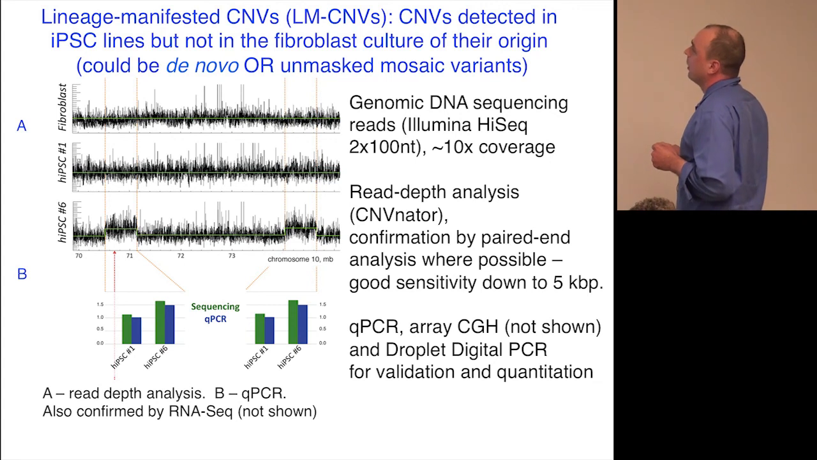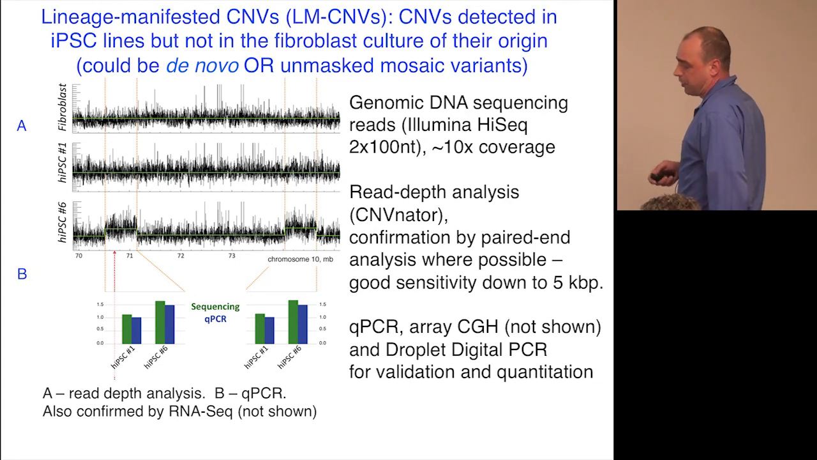For the whole genome sequencing data, we did Illumina HiSeq sequencing, 2 × 100 nucleotides, and we did 1 lane for each sample, so for the fibroblasts and the corresponding iPS lines, which gave us about 10x coverage. That is not quite as deep as you want it to be for, let's say, point mutation discovery, but it's very adequate for a read depth analysis. We used the CNVnator algorithm to detect copy number changes in the genome.